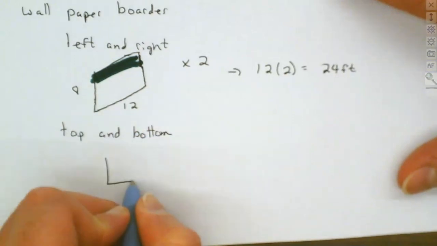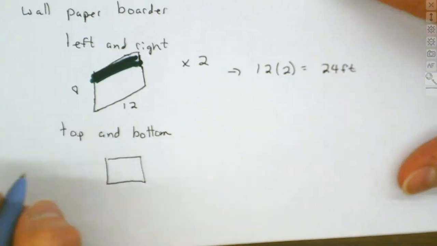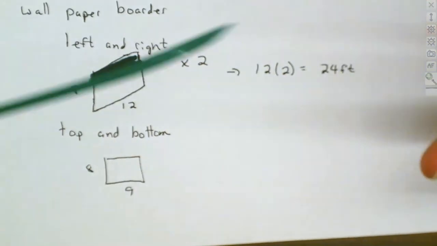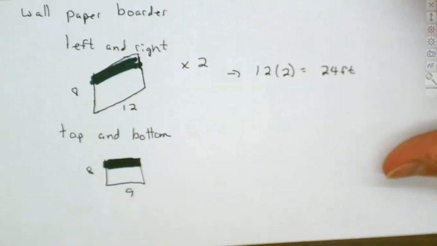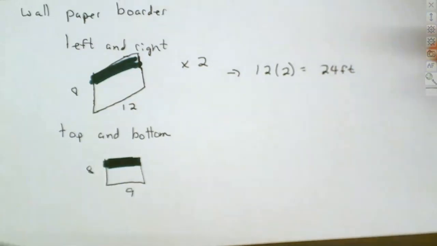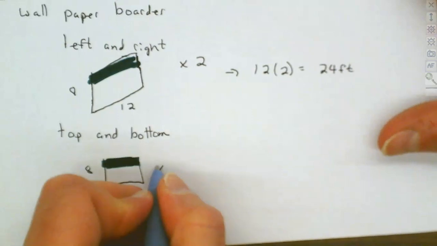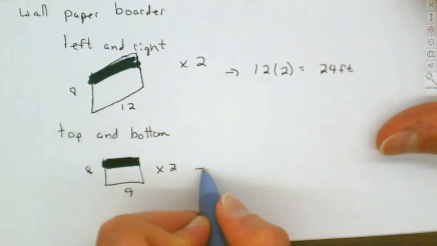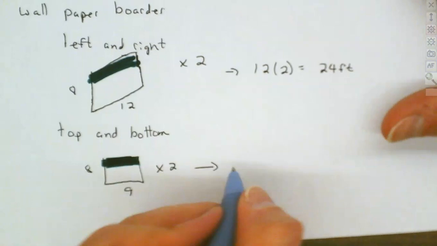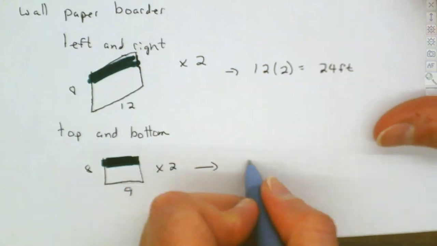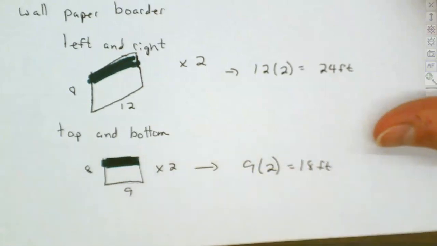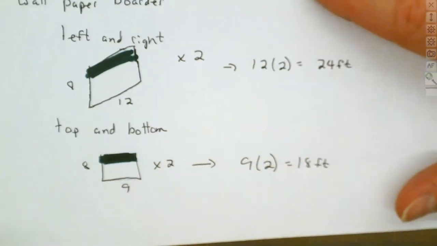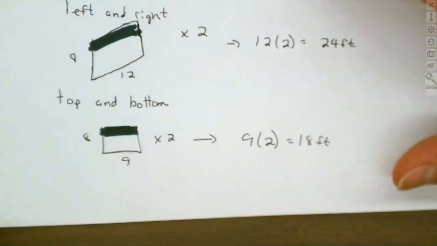So it's going to look like this. Again, 9 feet long, 8 foot tall ceilings. If we're going to paper this, we don't care about the height of the ceiling because all we have to do is put the wallpaper border up. We again need 2 of these. So putting those together, it's 9 feet long, 9 times 2, which is then 18 feet. What is my total amount of border paper that I need?